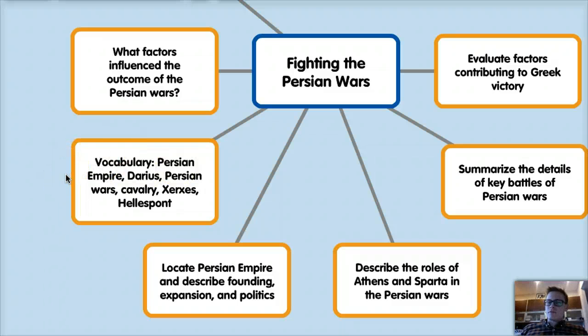Vocabulary, obviously, very important. You can't be successful if you don't know what these key terms mean. We're going to locate the Persian Empire. It's in modern-day Iran. And we're going to describe the founding, the expansion, and the politics of the Persian Empire, because that's very important for the Persian Wars. We're going to talk about Athens and Sparta and what roles they played in the Persian Wars. We're going to summarize the key battles of the Persian Wars, and then we're going to finish off by evaluating the factors that contributed to Greek victory.